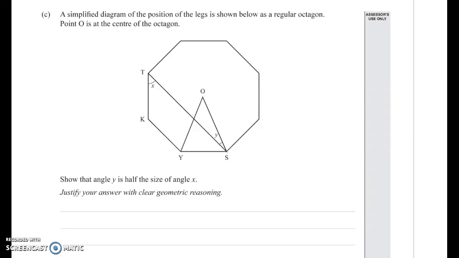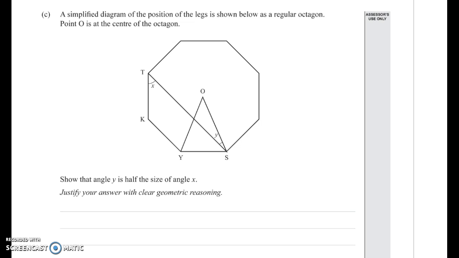This is the 2016 Geometric Reasoning paper, question 1, part C. Now there's two ways of doing this one. There's the way that the answer people did it, and there's the way that I would do it. Either way is fine. I will go through the way that they did in the answers, and then I will quickly show you how I would have done it, making this similar to circle geometry.